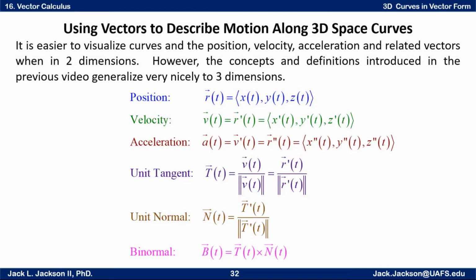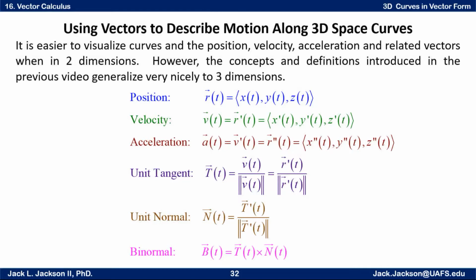The velocity vector is just the derivative of the position vector, and it's just done component-wise, just like it was for 2 dimensions. So it's x prime of t, comma y prime of t, comma z prime of t. Acceleration is the derivative of the velocity, or the second derivative of the position function. So it's the second derivative of x with respect to t, comma second derivative of y with respect to t, comma second derivative of z with respect to t.